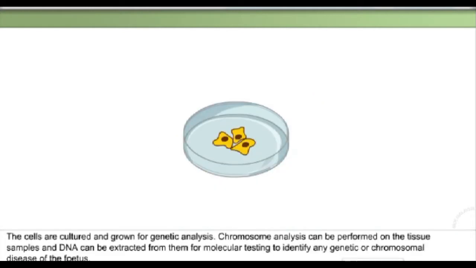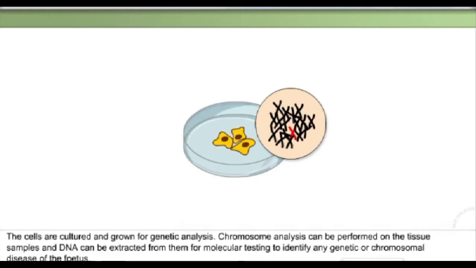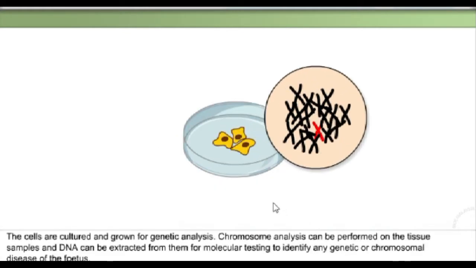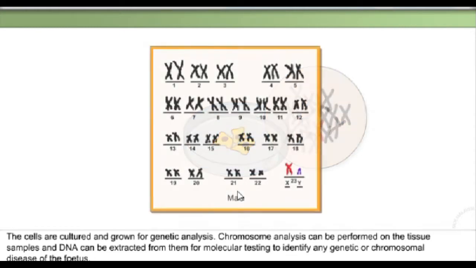So the cells are cultured for chromosomal genetic analysis. Chromosome analysis can be performed on the tissue sample, and DNA can be extracted from them for molecular testing to identify any genetic or chromosomal disease of the fetus. Okay, so you see the set of male chromosomes, XY, normal.